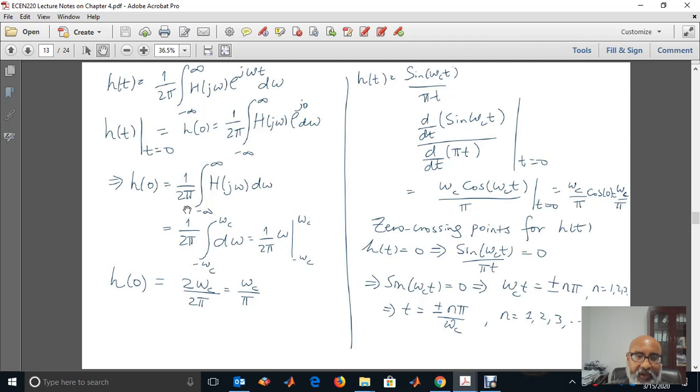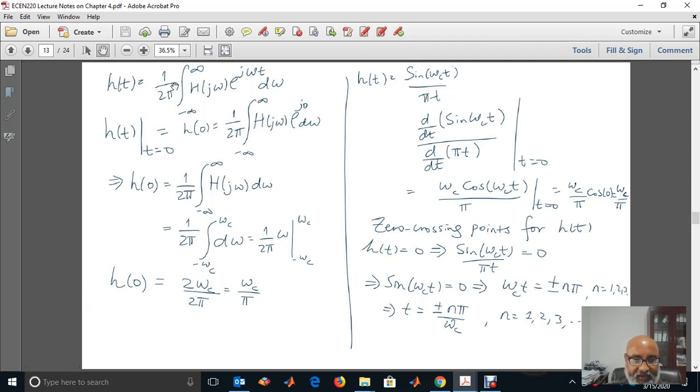The value of the signal at t equal to 0, any signal actually, is 1 over 2 pi times the integration of the frequency spectrum from minus infinity to infinity. For this case, H(j omega) d omega. So for our example, we integrate from minus omega c to omega c of d omega. Then the integration of d omega is omega, evaluated from minus omega c to omega c. It will finally be 2 omega c over 2 pi, which is omega c over pi. This is the value of the signal at t equal to 0.